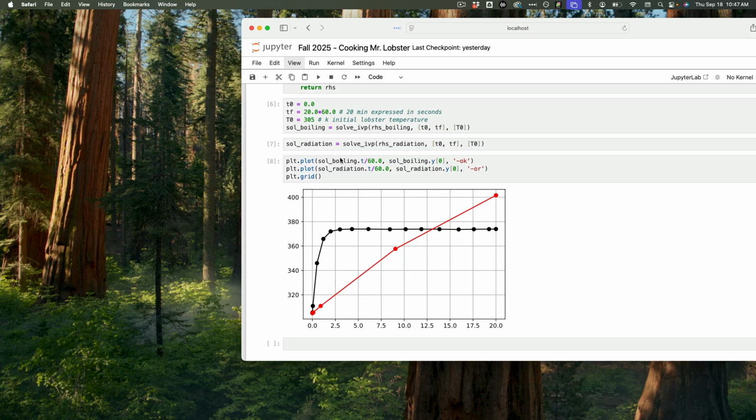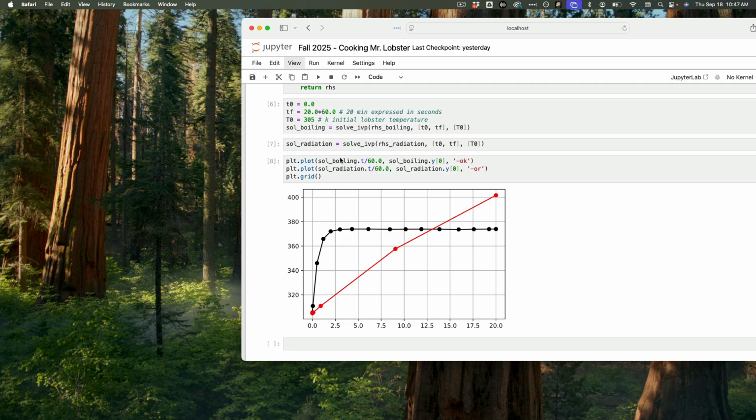This doesn't look like it's accurate, although it has control over the error. It is a stable solution. It's not exploding. It's giving us reasonable temperatures, but it looks too sparse, too coarse. It doesn't look like it's putting enough time points in between in this interval for 20 minutes.